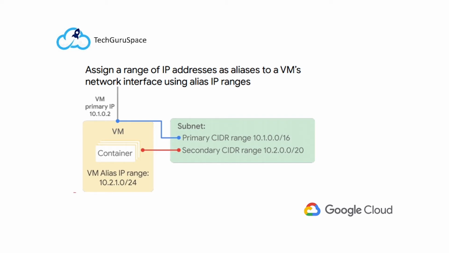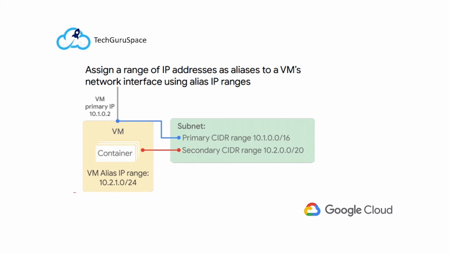Another networking feature is alias IP addresses. An alias IP address lets you assign a range of internal IP addresses as an alias to a virtual machine's network interface. This is useful if you have multiple services running on a VM and you want to assign a different IP address to each service.